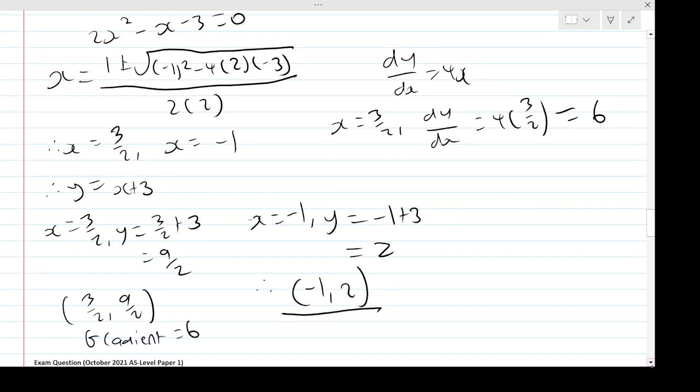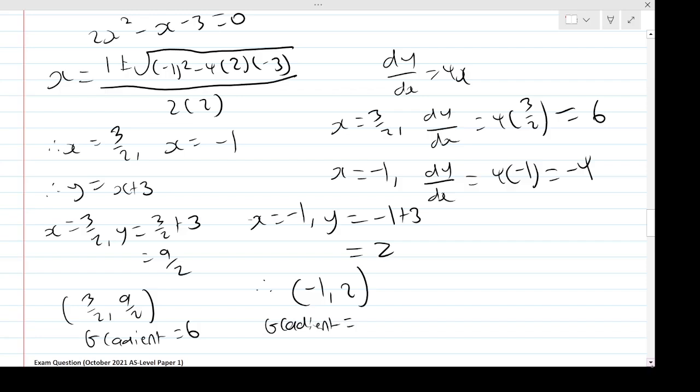And I can do the same for this other point here by substituting x is minus 1. Okay? Yeah, x is minus 1. So therefore the derivative at minus 1 is going to be 4 lots of x, which is 4 lots of minus 1, which is negative 4. So then I can say the gradient is minus 4. And there we are. Okay, cool.